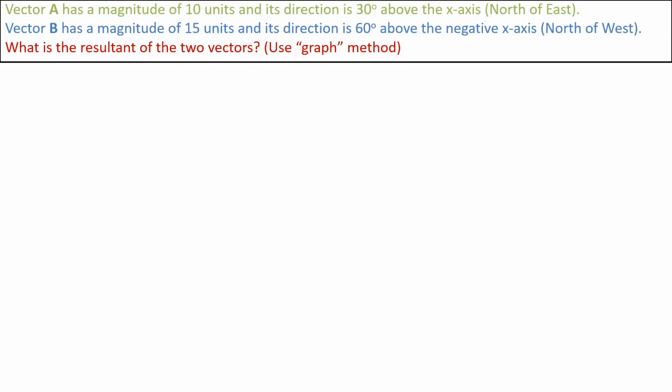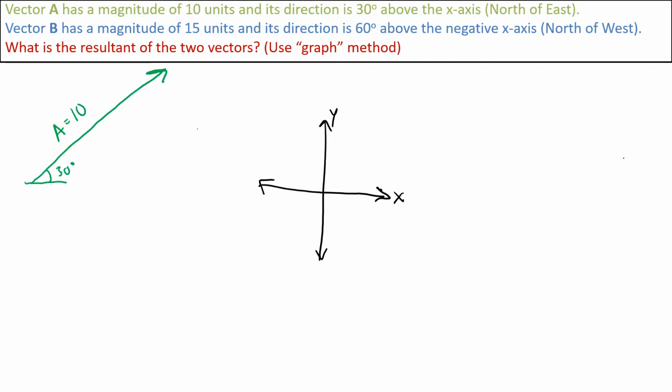So I'm going to use the graph method for this. I'm going to draw it out. And on the next slide, there's an easier, cleaner way to do it with an XY table. But here's the situation. Vector A has a magnitude of 10 units, and its direction is 30 degrees above the x-axis. So you have an x and a y graph, and then 30 degrees above the x-axis looks something like this. All right, and then this is going to be 10 units. So I'll draw this on the side. That's what vector A looks like.